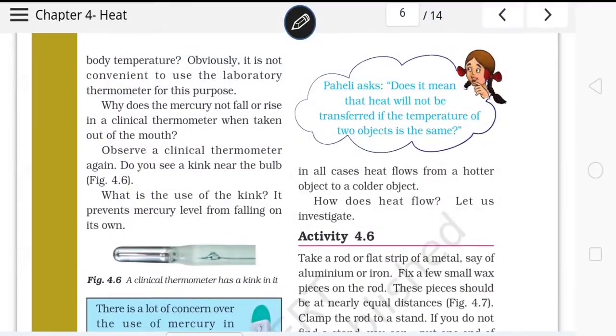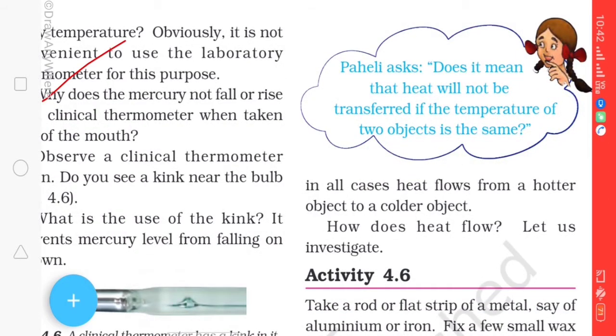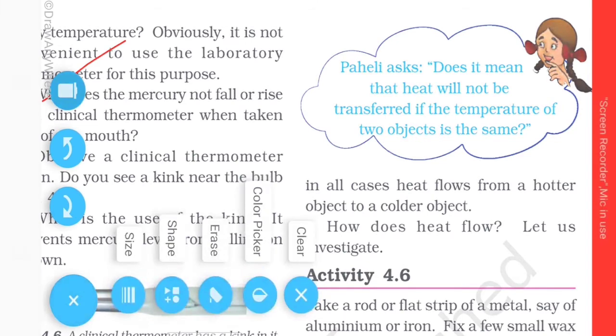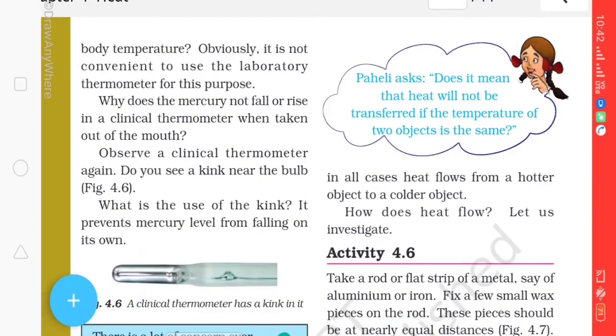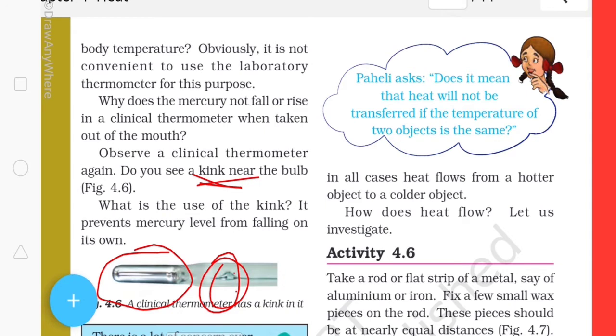Also, we must know why the mercury does not fall or rise in a clinical thermometer when taken out of the mouth. Why does the range of a clinical thermometer not change? Because in the clinical thermometer there is a kink, K-I-N-K. There is a kink in a clinical thermometer which is near the bulb, and this kink prevents the mercury from changing its level.